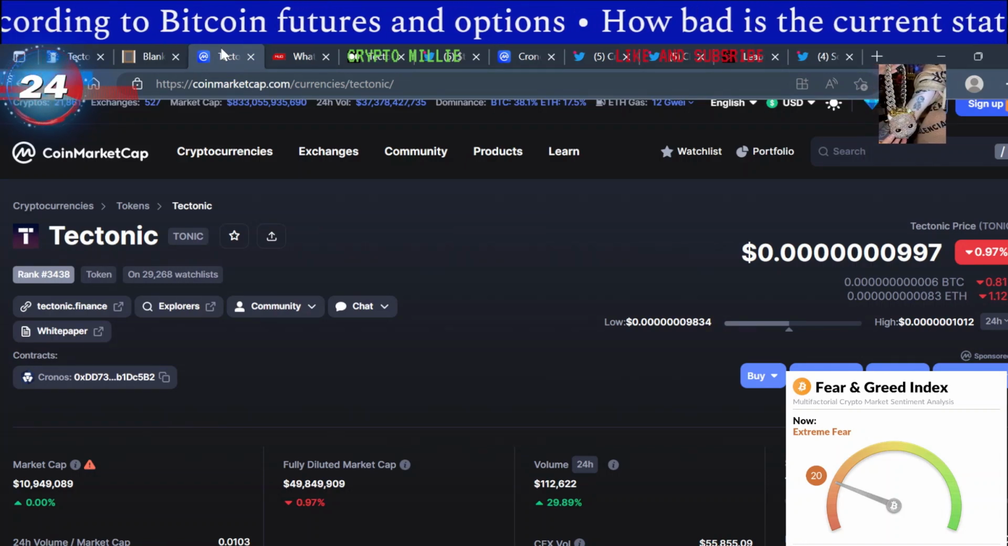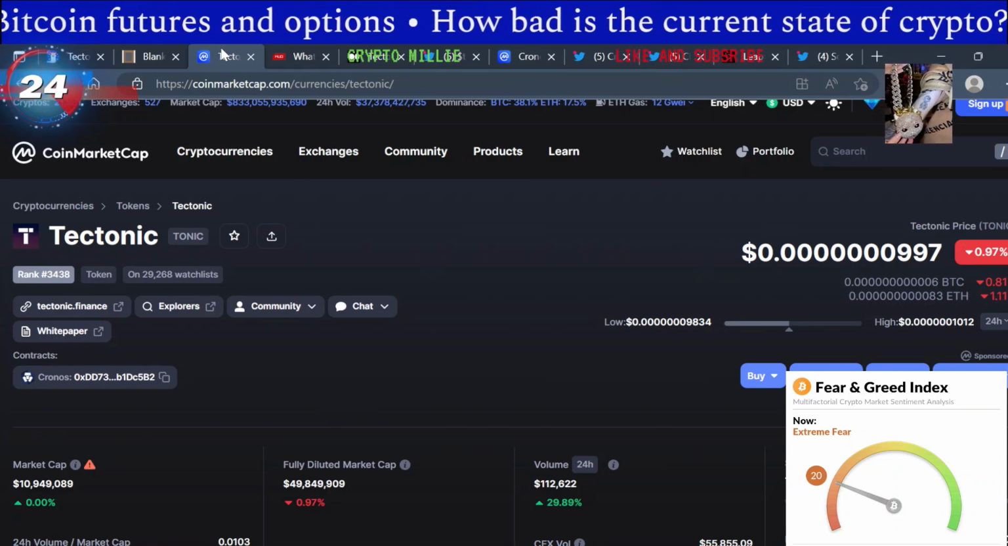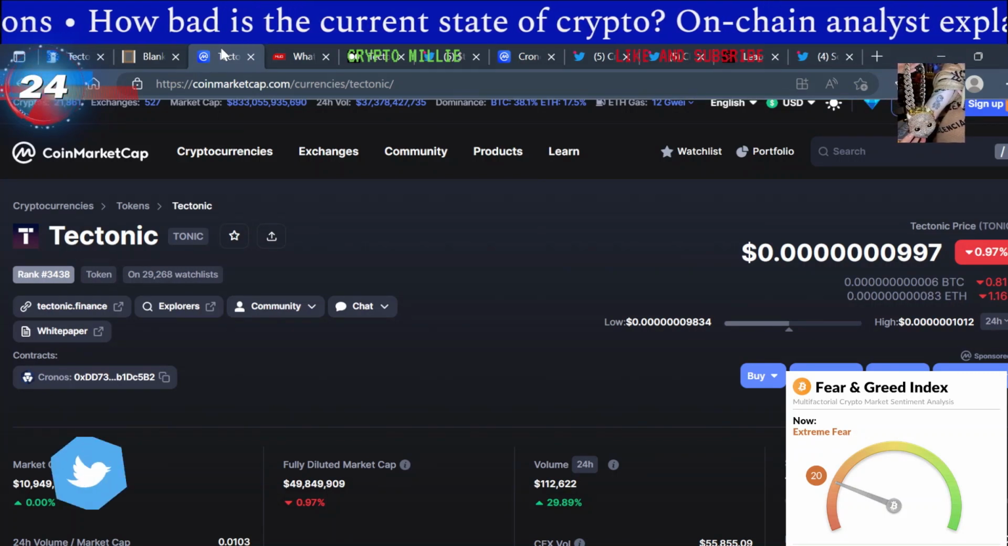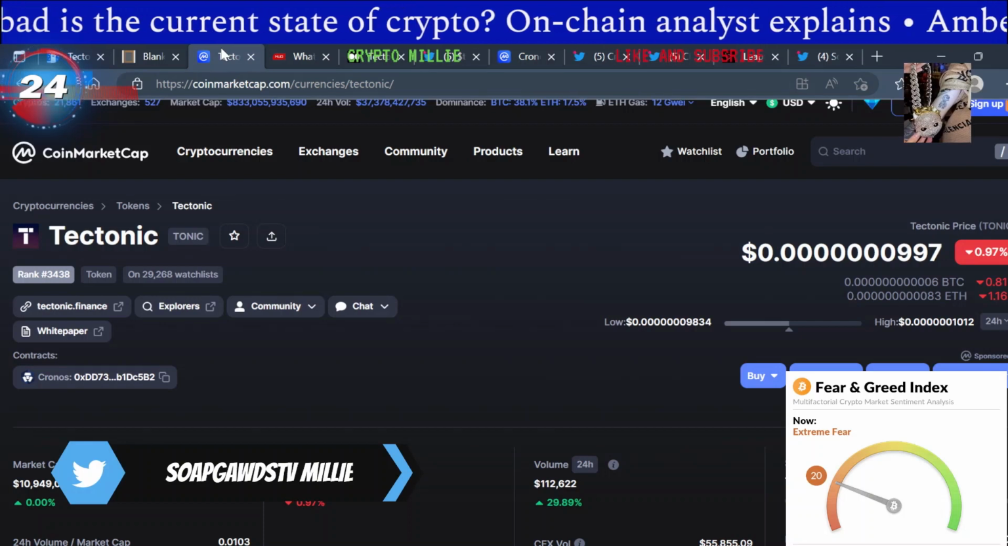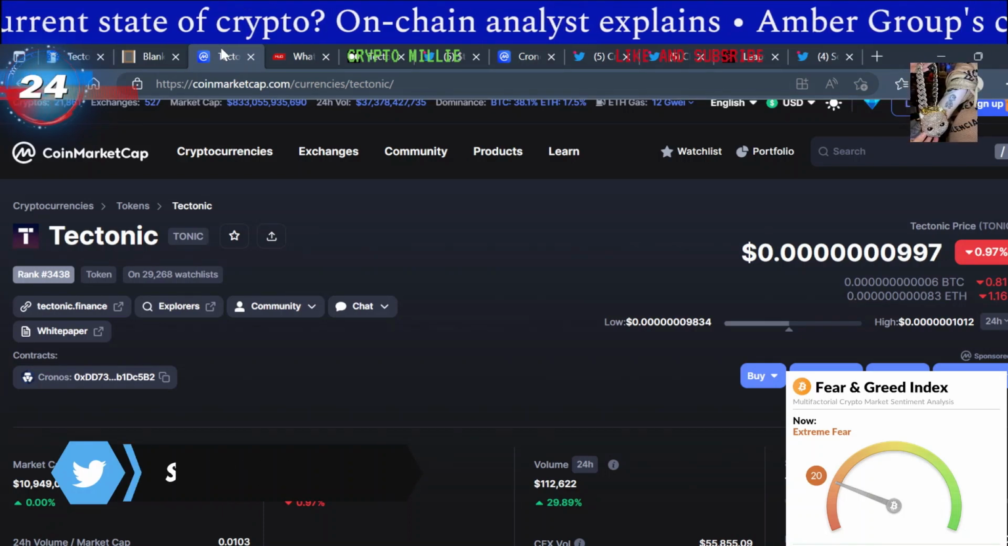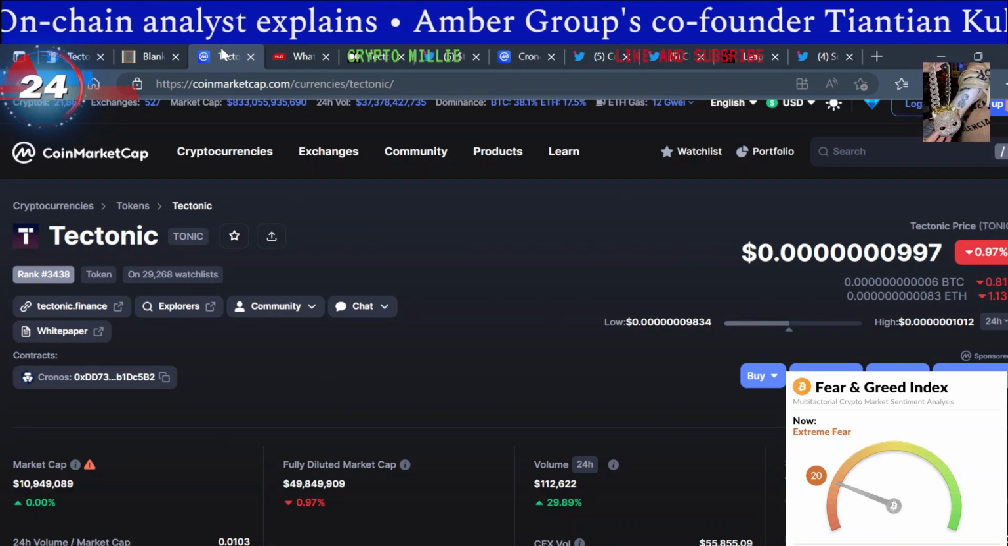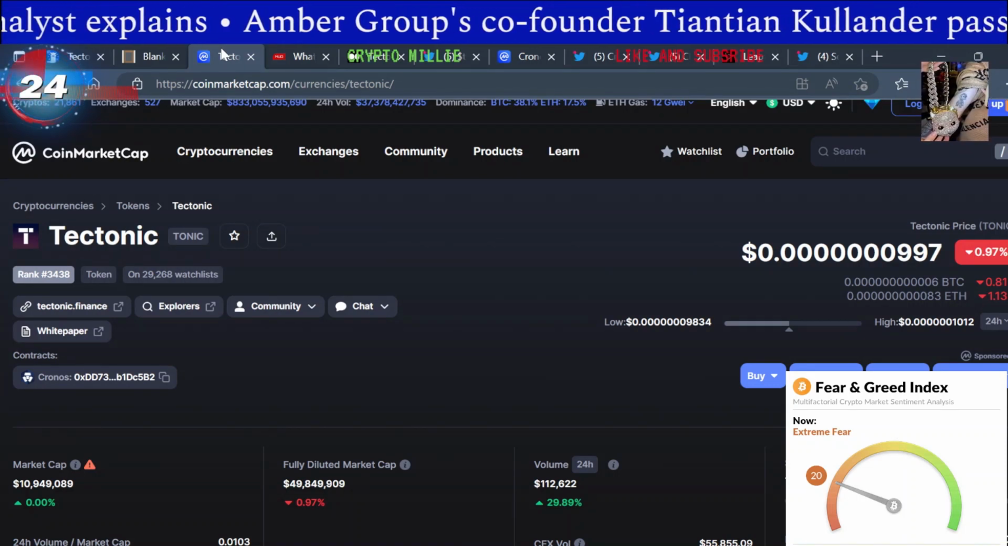And if you're into DeFi, lending, staking, etc., you should be taking a look at something like Tectonic as far as potential. It's not at the scale of an Aave or Maker and some of those projects, but at one point those projects were small caps as well. So just keep that in mind.